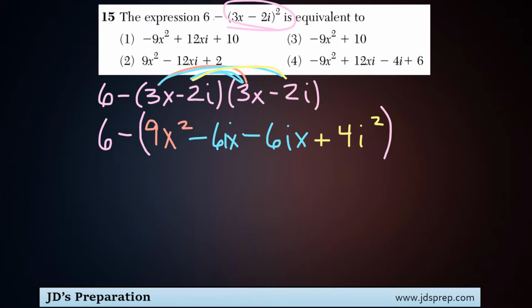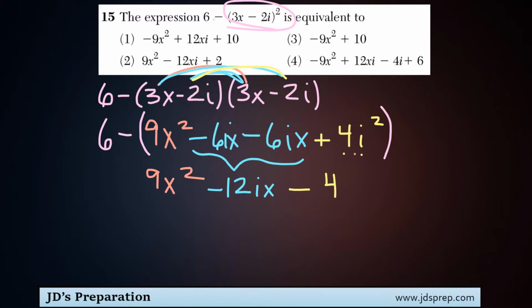So let's go ahead and next combine our like terms in the middle here, our negative 6ix minus 6ix. That would get us to negative 12ix. And everything else would just be the same. Oh, actually, no, because i squared is equal to negative 1. Remember, our imaginary number i is the square root of negative 1, so i squared is negative 1. And if we were to multiply that by positive 4, we would get negative 4.